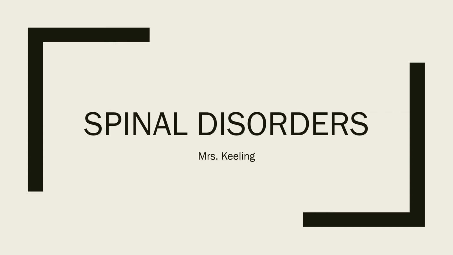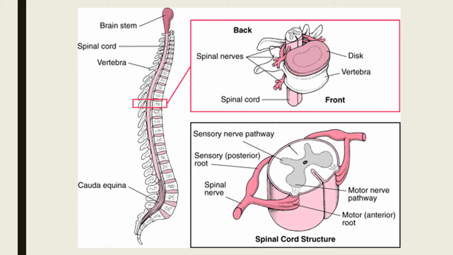Today we're going to be talking about different types of spinal disorders. So first we're going to talk a little bit about the spinal cord, or the spine, in general. First you can see you have the brainstem that connects to the spinal cord, and the spinal cord is connected by the vertebra. The spinal cord is rope-like, and it has two main functions: to carry information, and it helps coordinate reflexes.